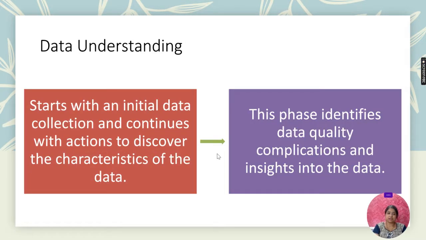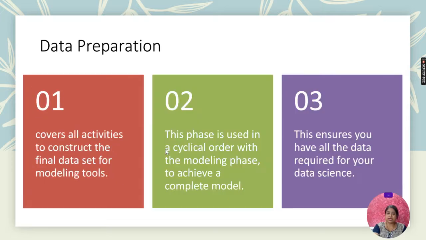That is business understanding. Data understanding starts with an initial data collection and continues with actions to discover the characteristics of the data. This phase identifies data quality, complications, and insights into the data. As and when we start understanding our data, we will be able to get some meaningful information out of it. So data understanding is very important. Its initial stage is data collection, and we continue to collect the data and store it in the data set. Then every new data that comes, we should be able to classify it and store it in a particular order, so that we will be able to understand our data.